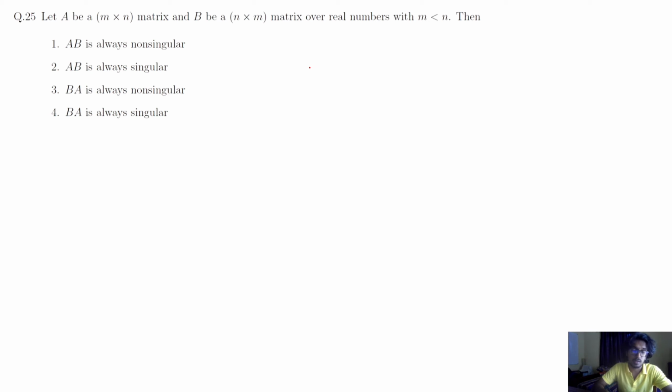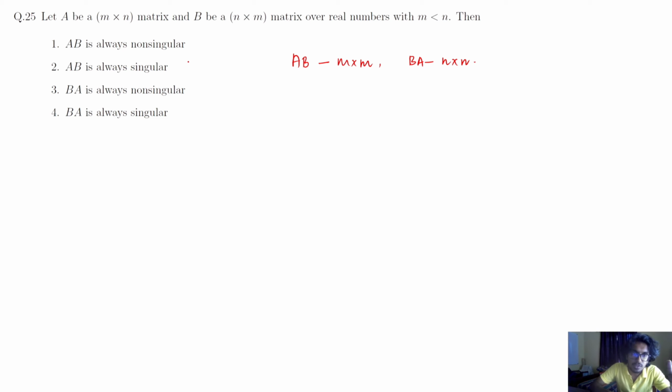But we are not given the exact matrix A or B. If the orders of A and B are known, then we can find the orders of the matrices AB and BA. AB will be of order m by m and BA is of order n by n. So in this case, what can we say?